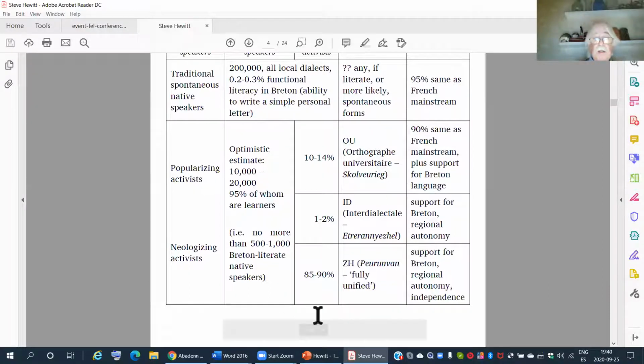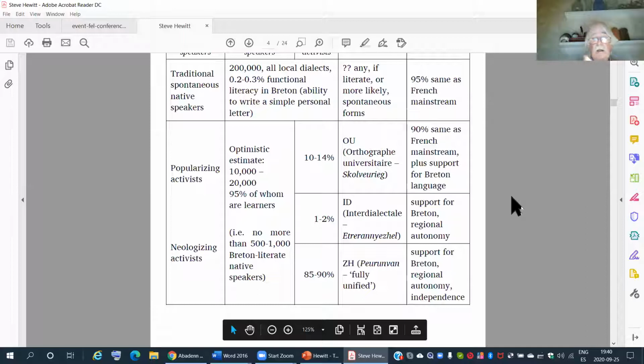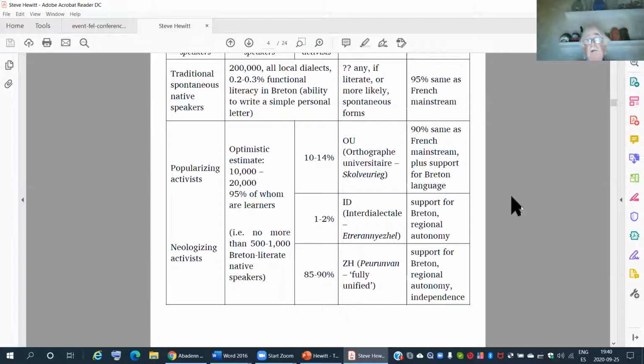And then this divides into, let's say, 10 to 14% who prefer the Orthography universitaire, and their political views are pretty close to mainstream, plus support for the Breton language. Then there's a sort of intermediate group, the anti-dialectal people, who support Breton regional autonomy, and then the mainstream ZH, Peurunvan orthography, supported by 85 to 90% of users, who tend to show support for Breton regional autonomy and even independence.